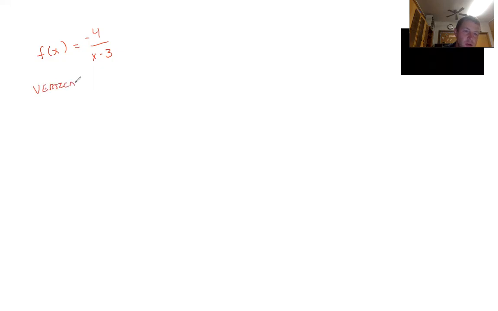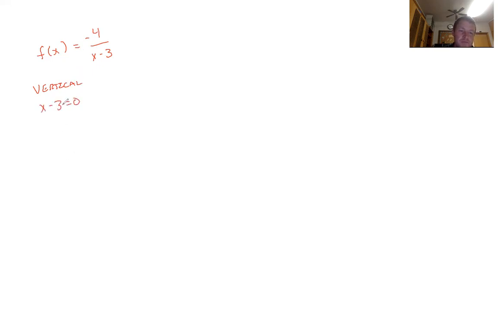Remember, for vertical, you set the bottom equal to 0. So we just go x minus 3 equals 0, and you solve. x equals 3. So if x equals 3, then the bottom equals 0, and you can't have that. So x equals 3. I'll go over 3 and draw my asymptote in.